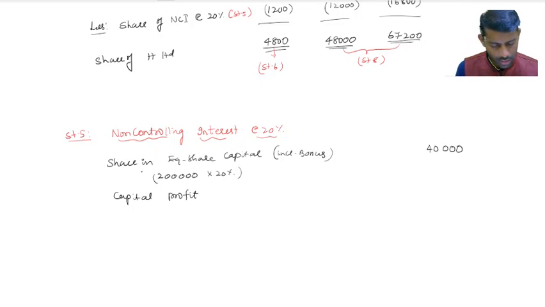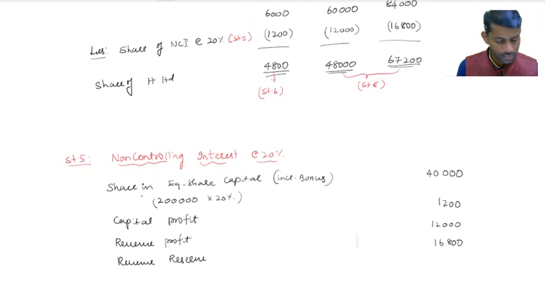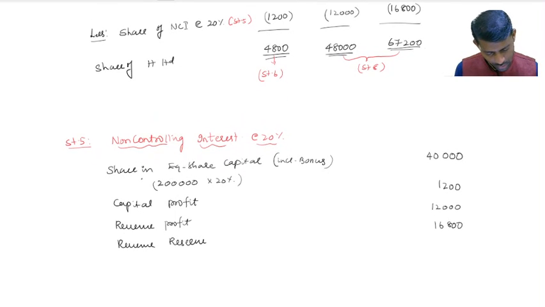Capital profit 1,200. Revenue profit 12,000. Revenue reserve 12,000. Okay, so revenue reserve, revenue profit.